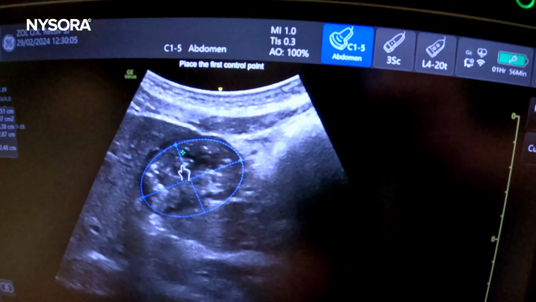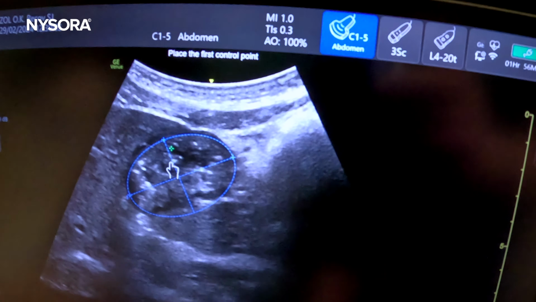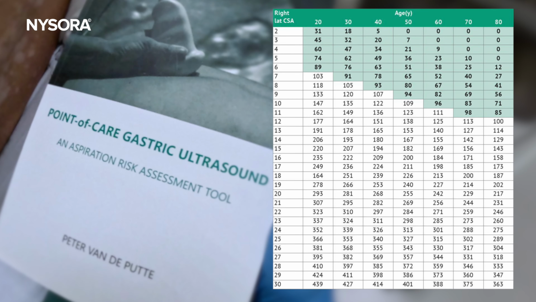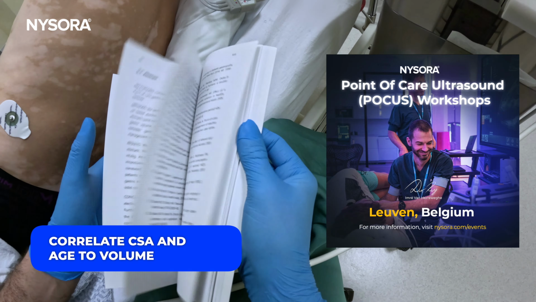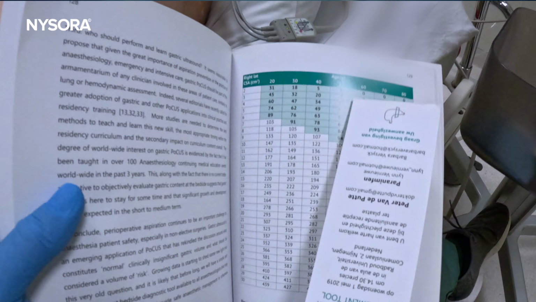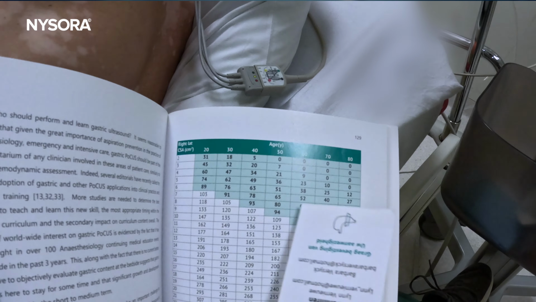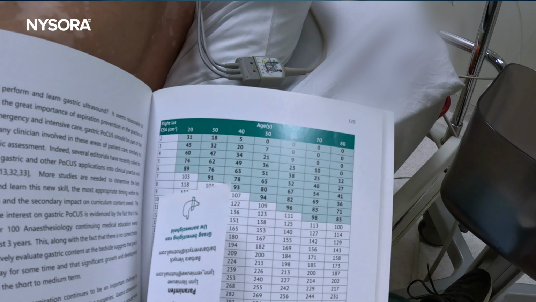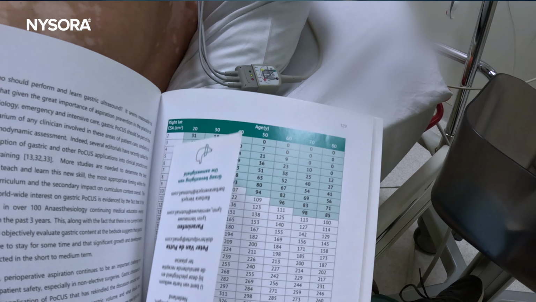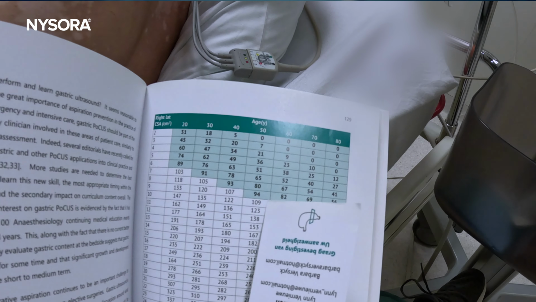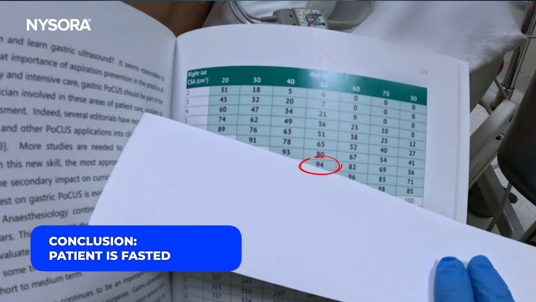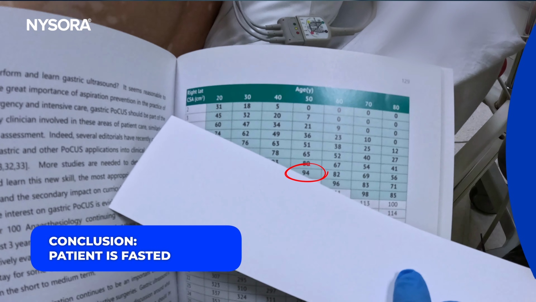We now have to correlate this with age to find the gastric contents, to which there are standardized tables that have determined the cross-sectional area of the antrum means in volume. So we look, patient age is 56 years old. We have 9.5 square centimeters cross-sectional area in right lateral decubitus. So this means that the patient is just below the safe threshold to be considered fasted.